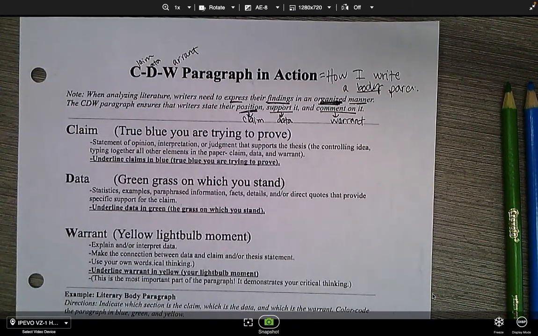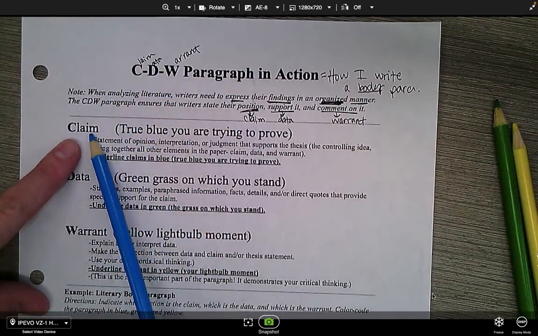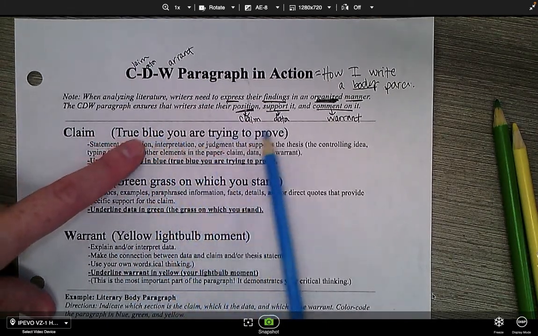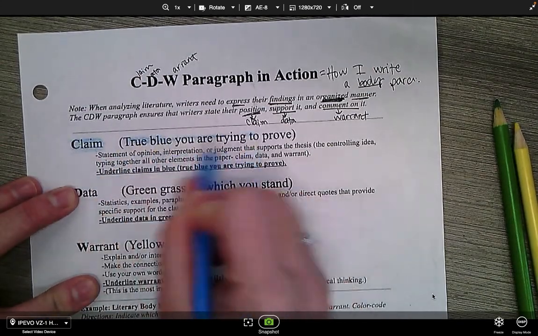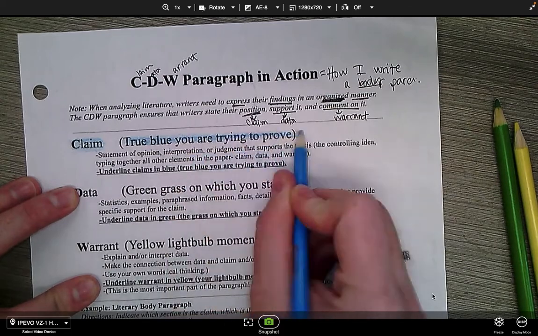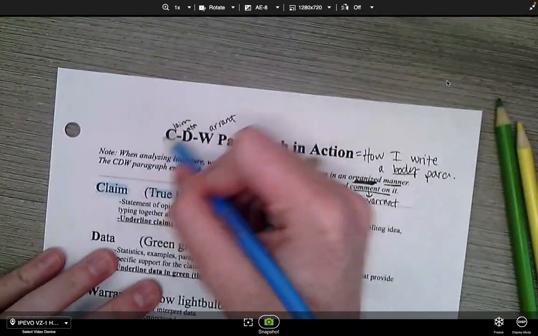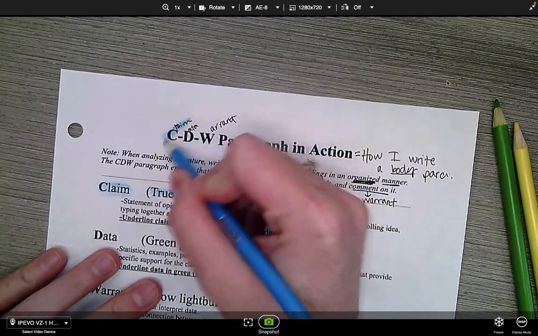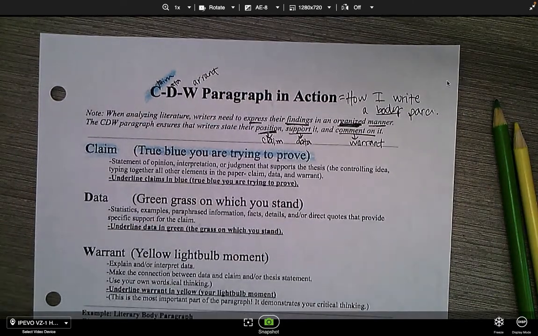Right, now you wonder how the colors come in. Can you pick up your blue pencil? Beside the word claim, it tells you this is the true blue you are trying to prove. So highlight or underline claim in blue. It's the true blue you are trying to prove. This is your position. This is the point you are trying to get across. All right, now in the CDW at the top, highlight your C in blue. So just a little color coding, and it will always just be these three colors. No more colors will be added to the mix.